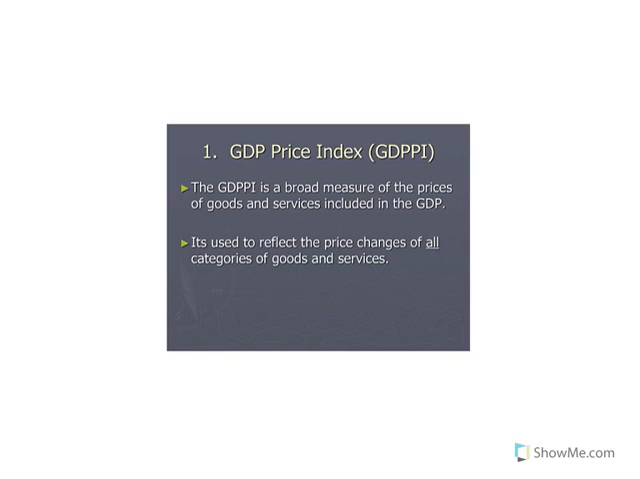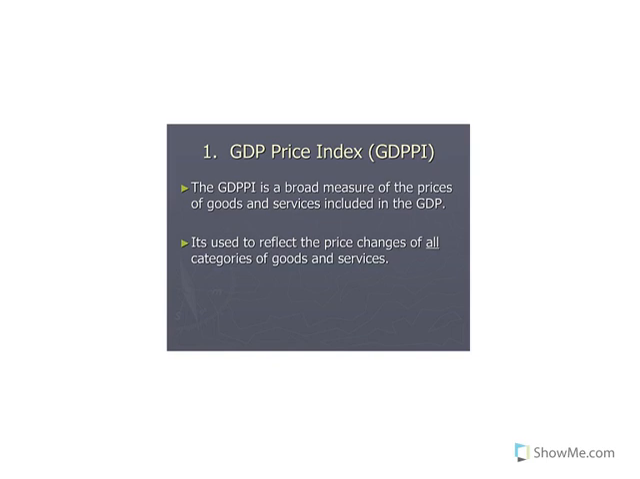So the GDP Price Index, or often what we refer to as the GDPPI, is just a very broad measure of the prices of goods and services included in GDP, because it reflects the price changes of all categories of goods and services. So in other words, the price index that is used to estimate constant dollar real GDP changes is the GDP Price Index.